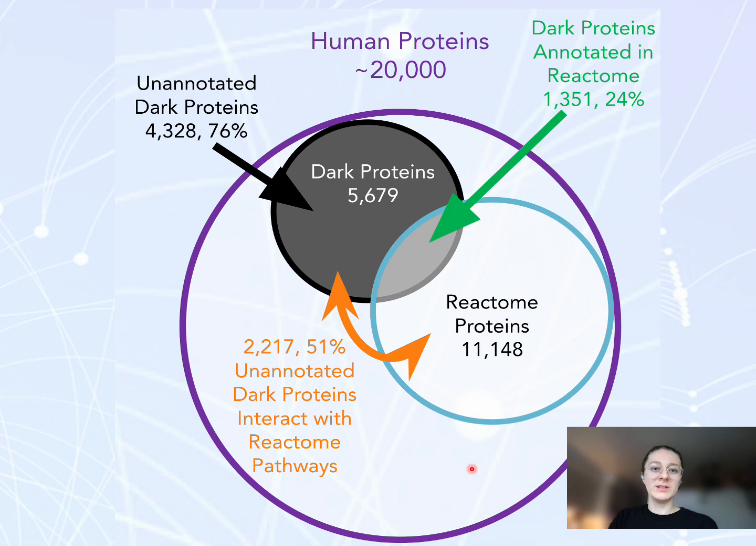Out of all human proteins, there are the proteins that we have annotated within Reactome. There are dark proteins, and most dark proteins are unannotated but can be viewed within Reactome. There are some dark proteins that have been annotated in Reactome, and I will walk through several case studies and show how the Reactome applications can be used to study both dark proteins and unannotated proteins, and compare them to proteins that have been annotated within Reactome.